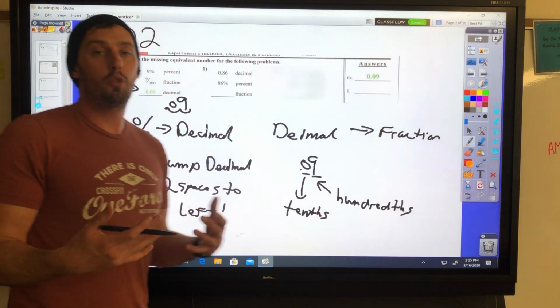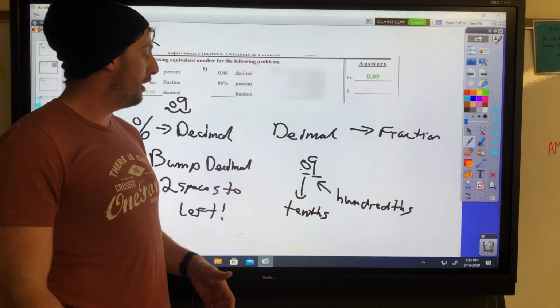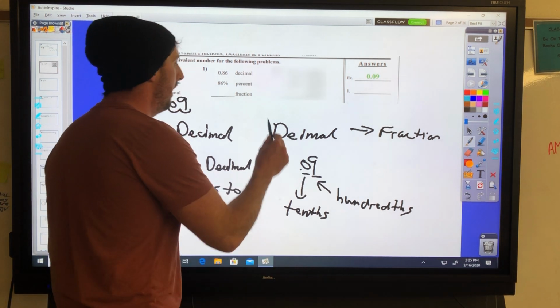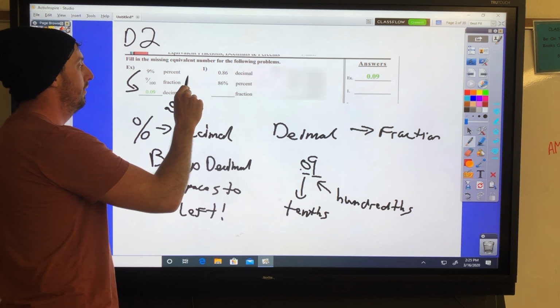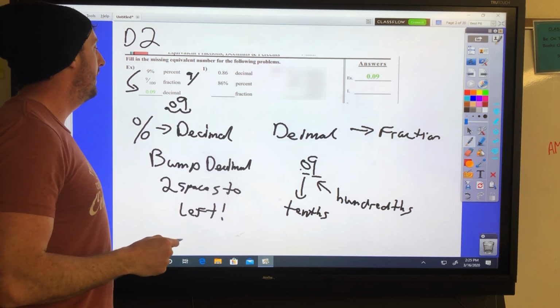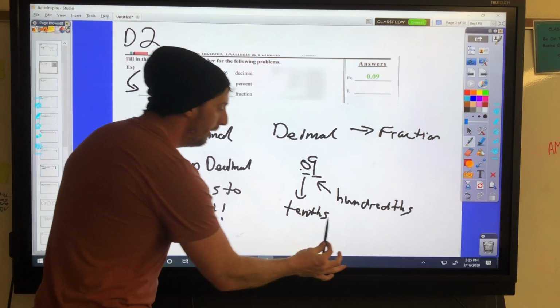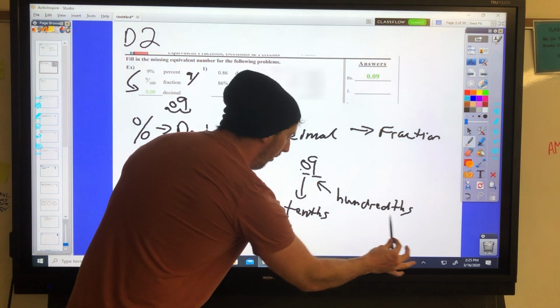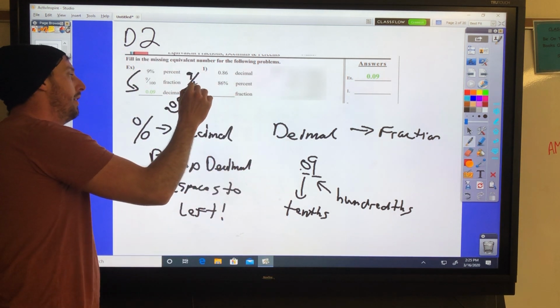And listen, when you change it from a decimal to a fraction form, you're going to need that 9. So it's going to go over here. And I'm still doing the example problem. You're going to need that 9 and whatever place value it landed on. So if it ended on the hundredths place value, it's 9 over 100.